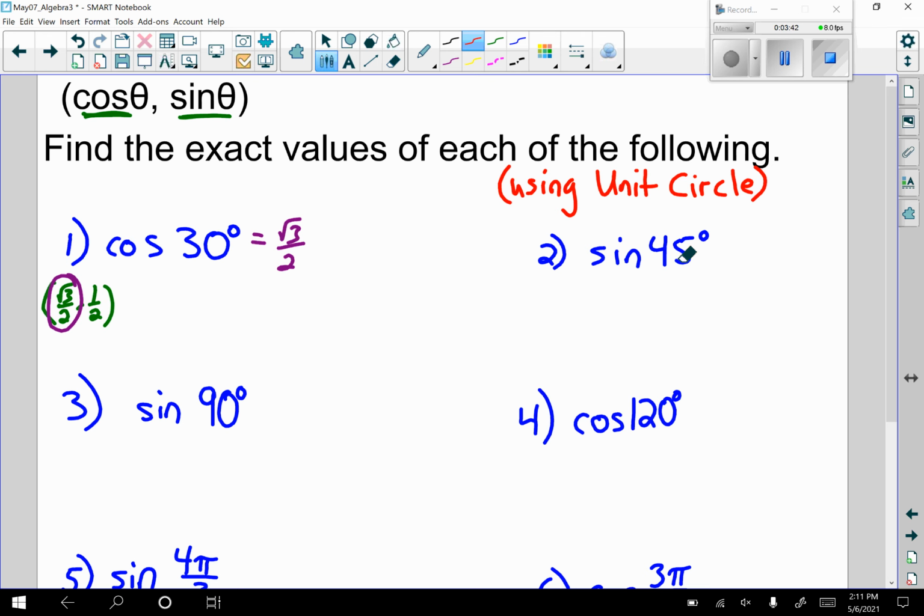Next, go to 45 degrees. Make sure you're copying the problems down as we go along. We're looking at sine of 45 degrees. So go to 45 degrees on the unit circle and write out what the ordered pair is. Hopefully you're seeing the ordered pair is radical 2 over 2, radical 2 over 2. We really can't go wrong, but sine is the second number. So our answer here is radical 2 over 2.